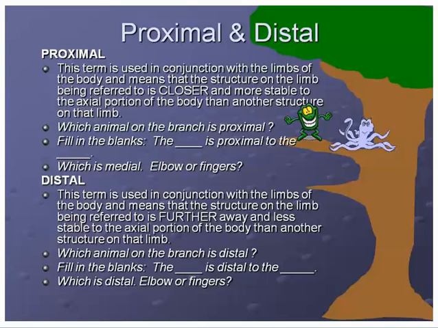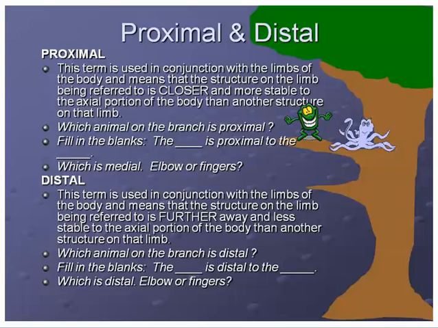So the octopus is closer to the main part of the body. So elbows or fingers, which one is proximal? Which one is closer to the main part of the body, your elbows or your fingers? Obviously, it's your elbows. So your elbows are proximal. And if we were to reverse that, which one is further away, your elbows or your fingers? We would describe our fingers as being distal. Pretty straightforward. Proximal, nearby; distal, further away.